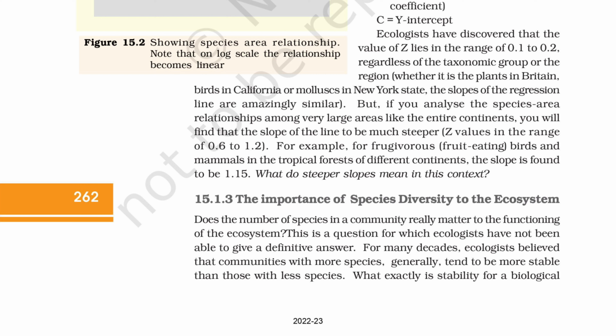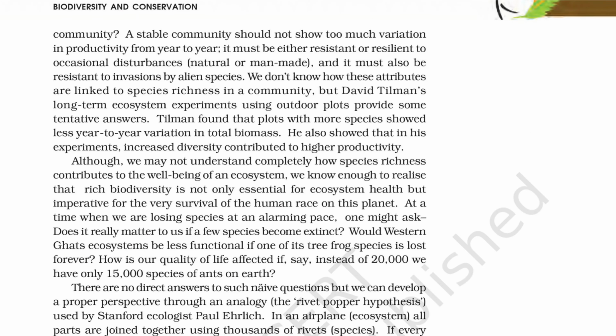The importance of species diversity to the ecosystem. Does the number of species in a community really matter to the functioning of the ecosystem? This is a question for which ecologists have not been able to give a definitive answer. For many decades, ecologists believed that communities with more species generally tend to be more stable than those with less species. What exactly is stability for a biological community?